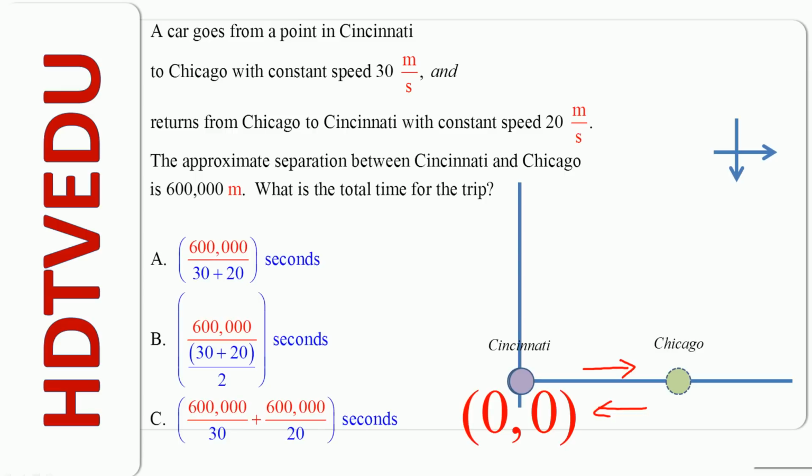Is it A, 600,000 divided by 30 plus 20? Or is it B, 600,000 divided by average of 30 and 20? Or is it C, 600,000 divided by 30 plus 600,000 divided by 20? All in seconds.